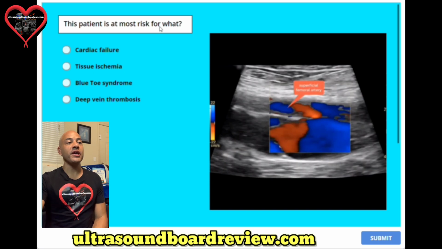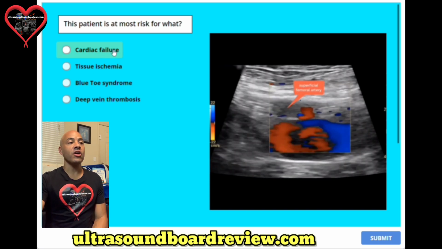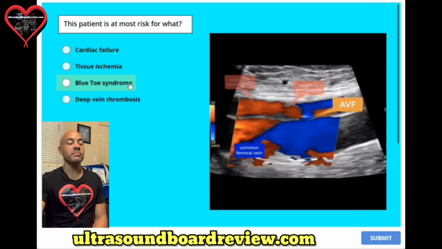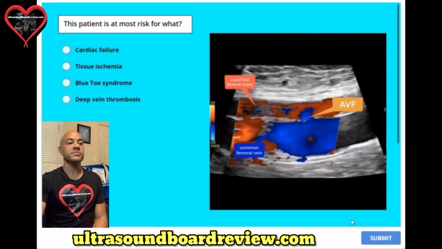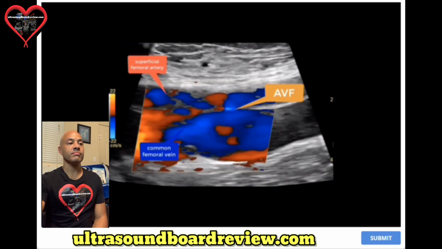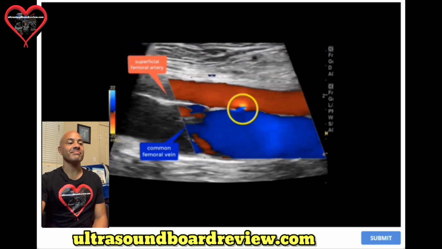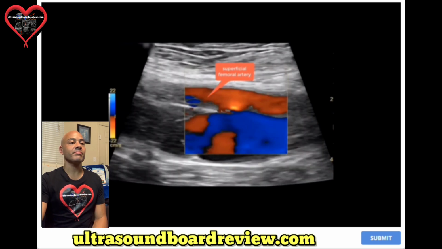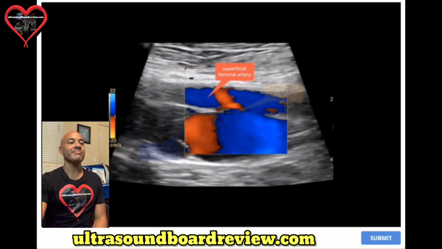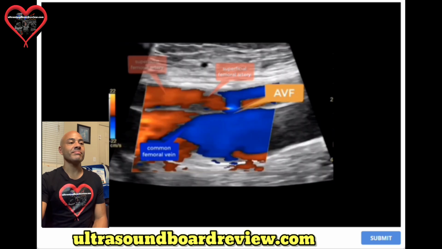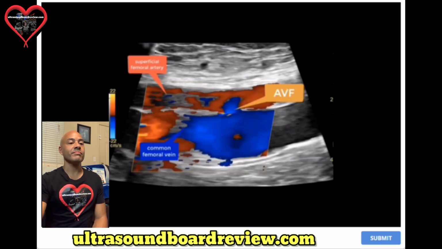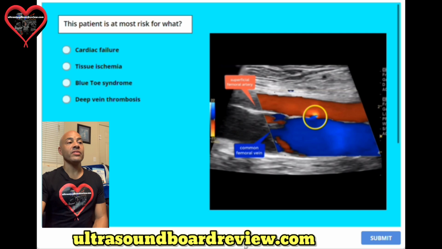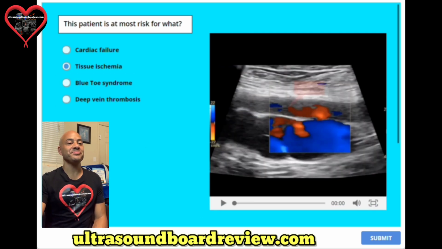Question 73. This patient is at most risk for what? A, cardiac failure. B, tissue ischemia. C, blue toe syndrome. Or D, deep vein thrombosis? The answer is B, tissue ischemia.